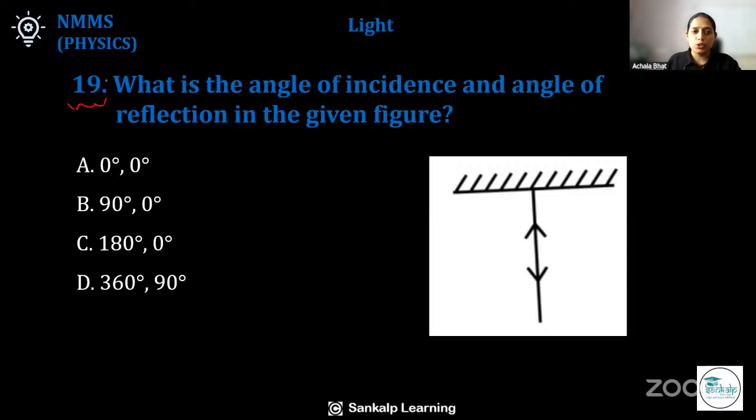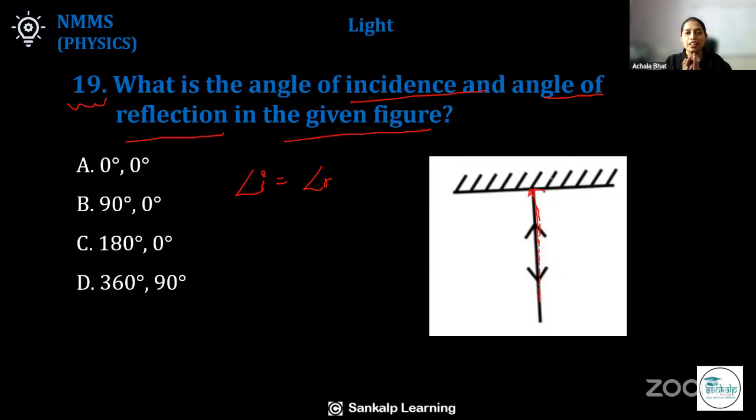Let us see question number 19 of NMMS Physics chapter Light. What is the angle of incidence and angle of reflection in the given figure? Okay, this is the given figure. We have to find the angle of incidence and angle of reflection. We know that angle of incidence equals angle of reflection. See, this is the incident ray and this is the normal.